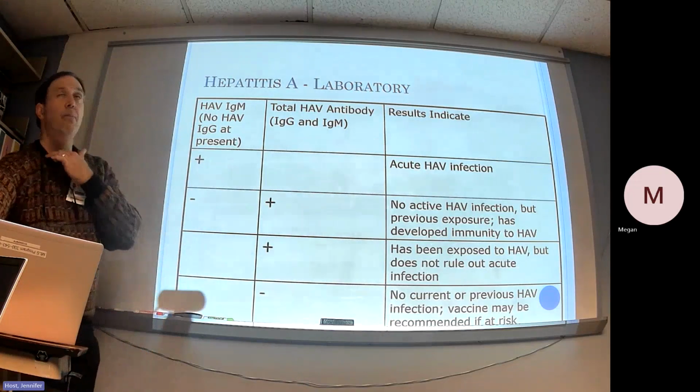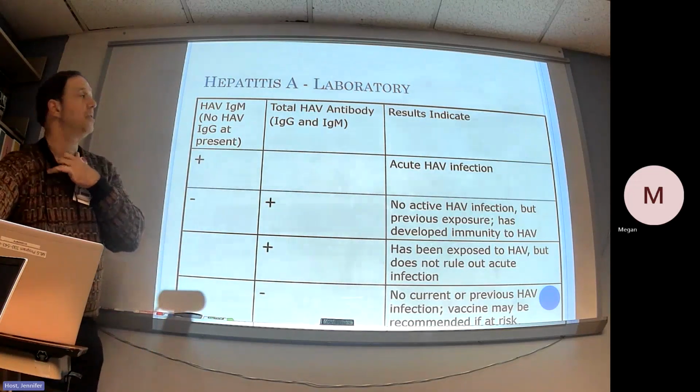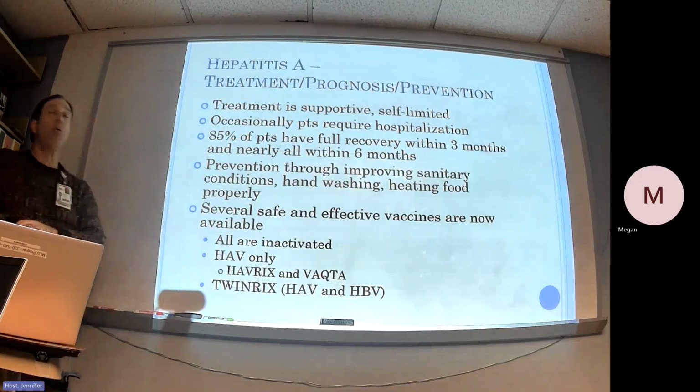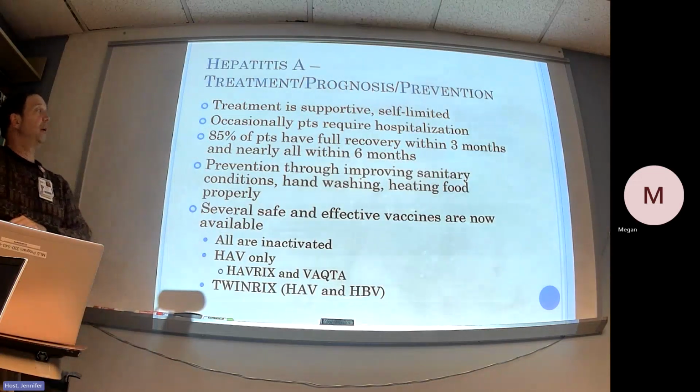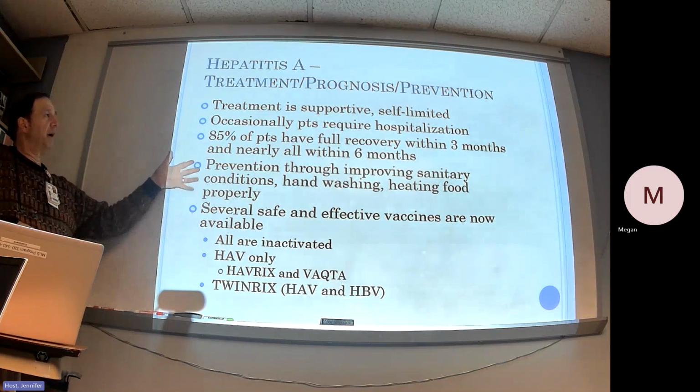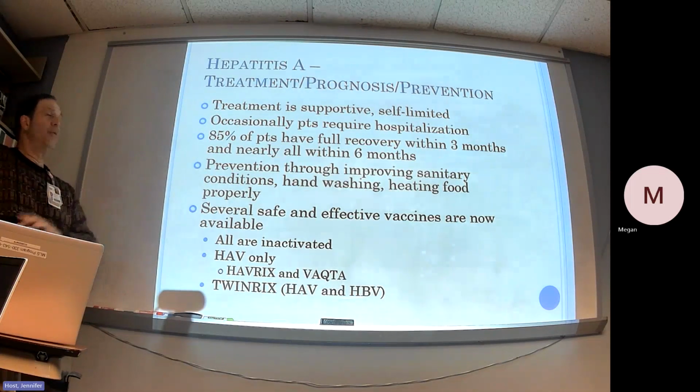So, vaccines, we'll get into it more with hepatitis B, show you what that does to your testing. So treatment is supportive, you help the person live through killing off their liver, and then you get full recovery. Obviously, you're preventing this by improved sanitary conditions, hand washing, heating the food properly, closing Chili's restaurants, stuff like that.